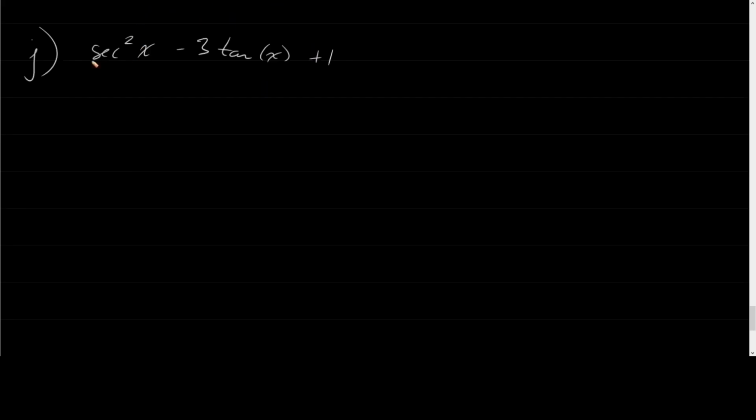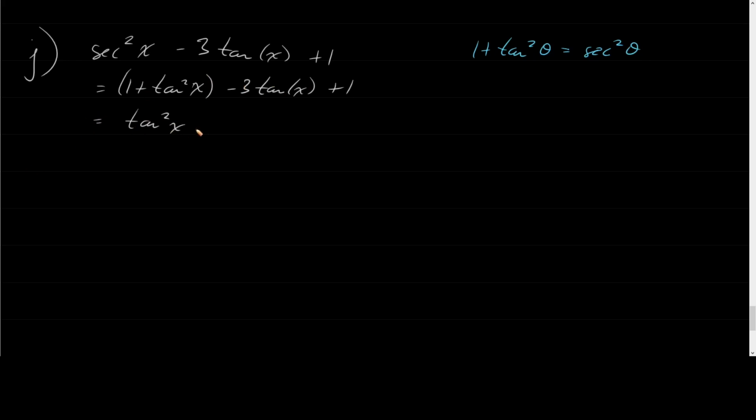Well, the thing is that secant squared can be rewritten, all right? Recall that one of the Pythagorean identities was that 1 plus tan squared theta is equal to secant squared theta. So what we can do here is rewrite this as 1 plus tan squared x, because we're using x here, minus 3 tan x plus 1, which simply means that we end up with tan squared x minus 3 tan x plus 2, right? Because I have 1 plus 1 because these parentheses aren't really doing anything.